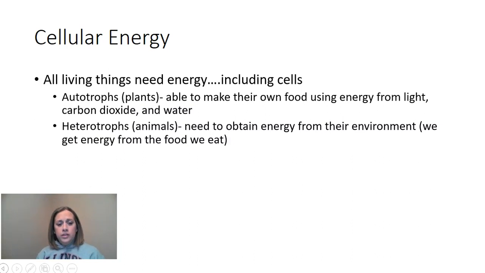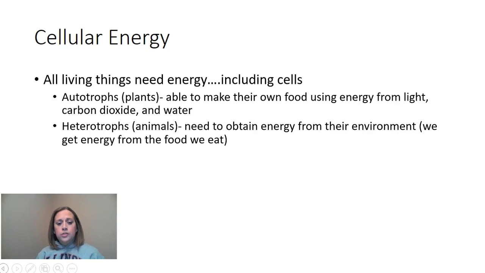We're going to move on from looking at the different types of cells like prokaryotes, eukaryotes, and plant and animal cells, and we're going to focus now instead on cellular energy. All living things need energy, including things as small as cells. We're going to focus on how plant and animal cells obtain their energy, starting with autotrophs and heterotrophs.